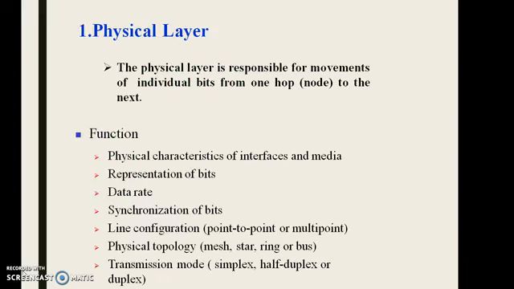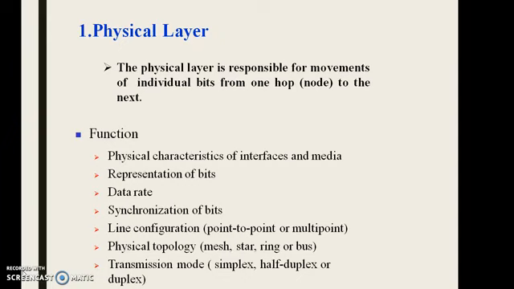Physical layer. The physical layer is responsible for movement of individual bits from one hop, node, to the next. It coordinates the functions required to transmit a bit stream over a physical medium. It deals with the mechanical and electrical specifications of the interface and transmission medium. The layer is concerned with, first, physical characteristics of interfaces and transmission medium. It defines the characteristics of the interface between the devices and the transmission medium.